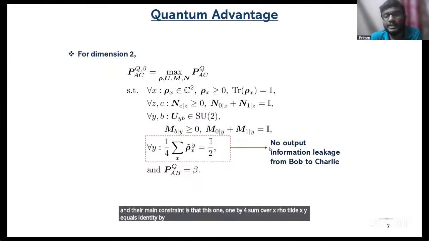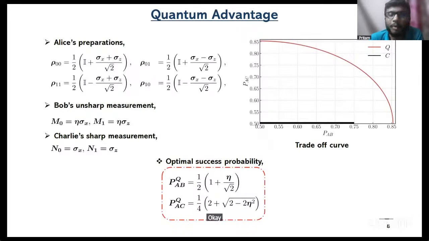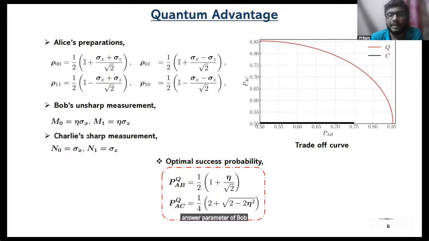So this means there is no information leakage from Bob to Charlie. This is the main constraint here. If we solve that problem, we get this type of states and measurements for Alice, Bob, and Charlie. From that, we can get the optimal success probabilities PAB and PAC, both functions of some eta. Eta is an unsharpness parameter of Bob's measurement.